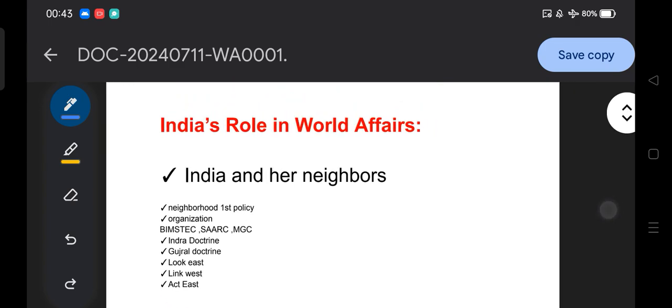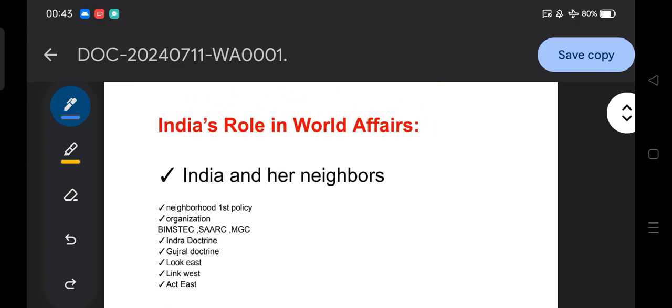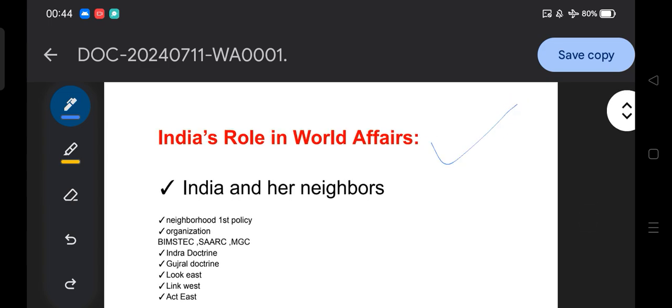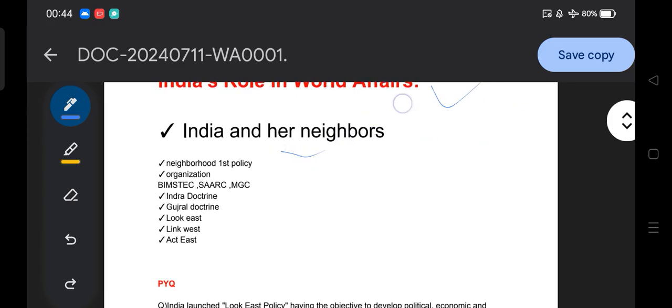Before starting our topic, I would like to highlight the objectives of today's session: first, to develop an approach to understand questions with respect to international relations. Second, to help you analyze the trend of previous year questions, along with the expected questions in upcoming sessions. And third, to have in-depth knowledge regarding India's role in world affairs, which includes India and its neighborhood.